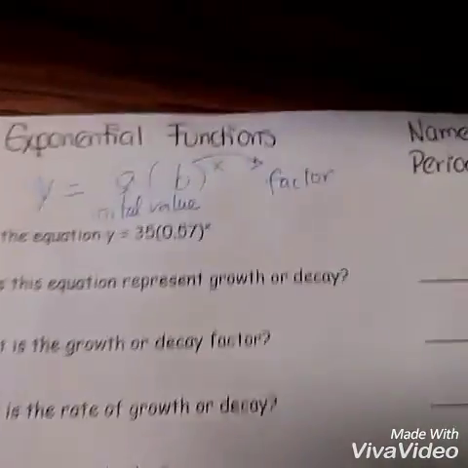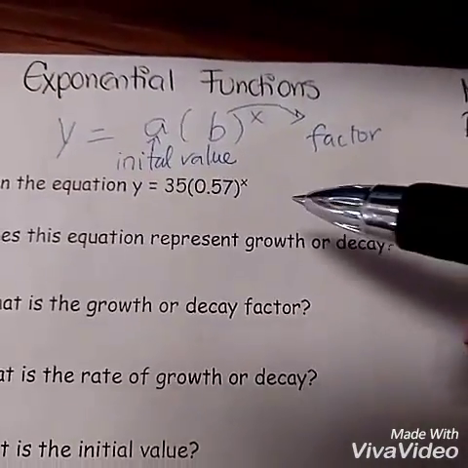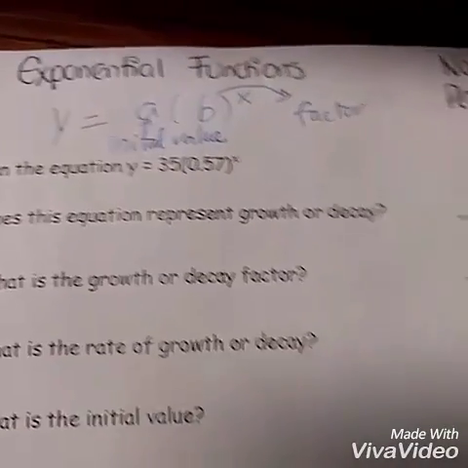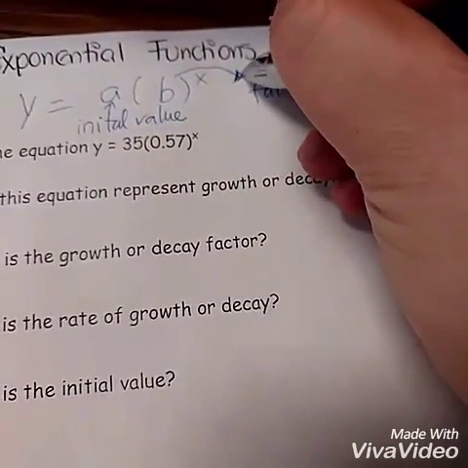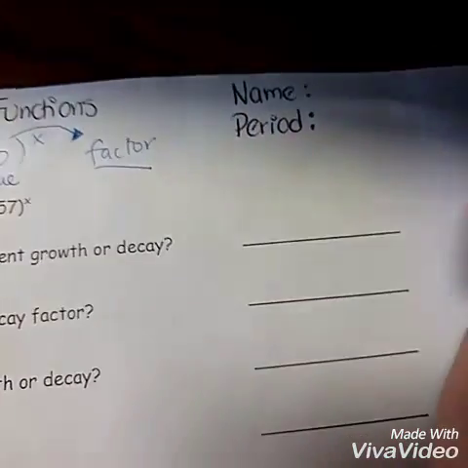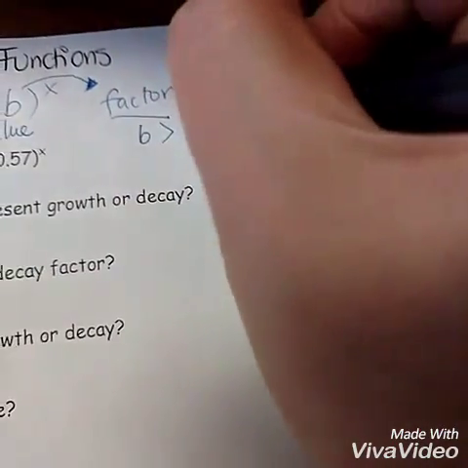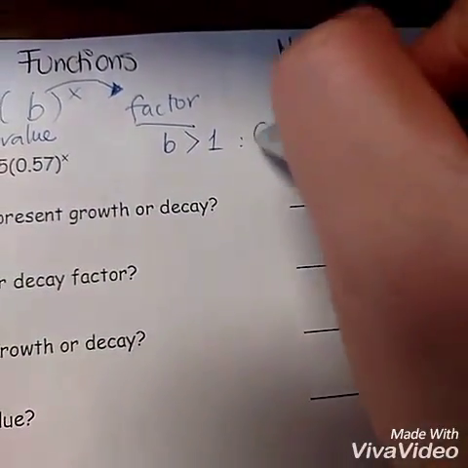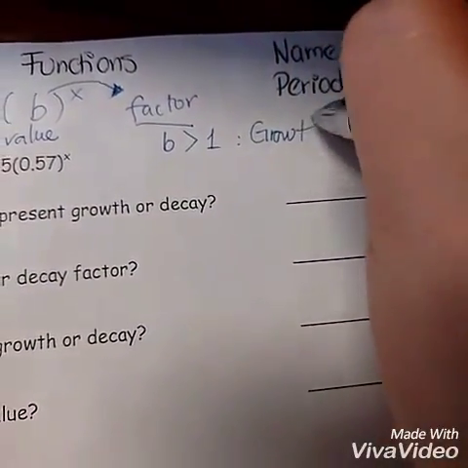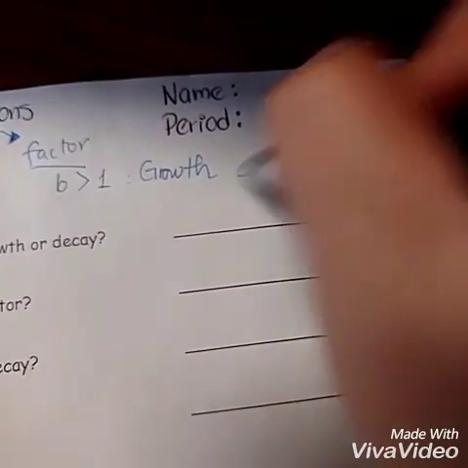The thing about exponentials is that every time, you get a new value that's being multiplied by the previous value. That's why we have the factor. If your factor is bigger than 1, then it's going to be exponential growth, and your graph will look like this.